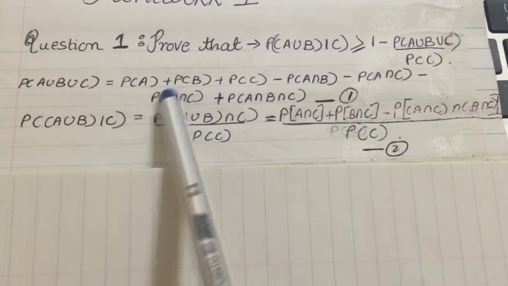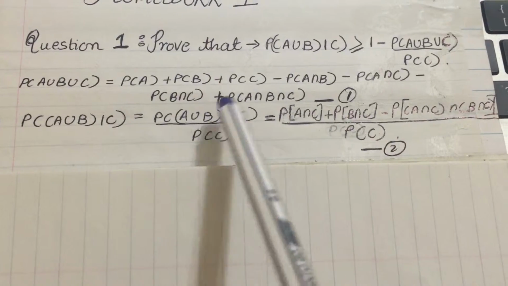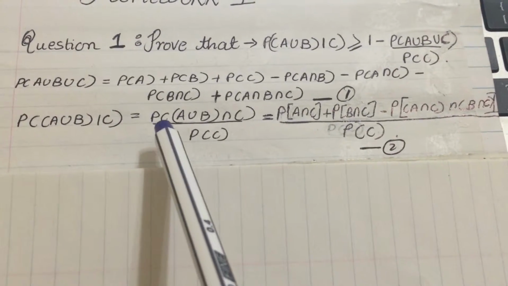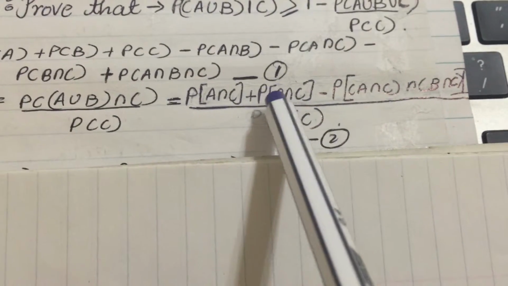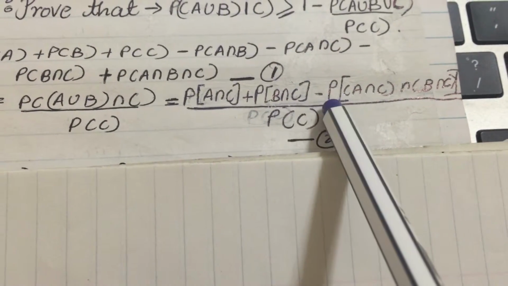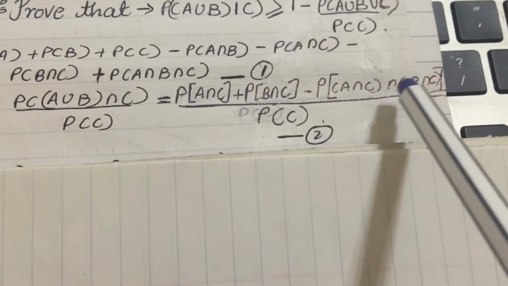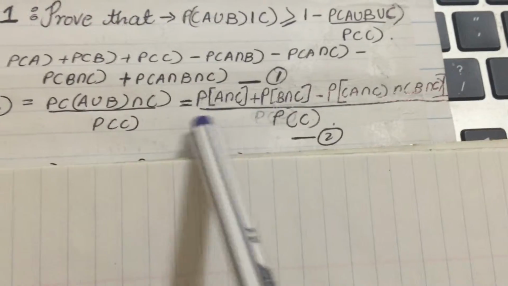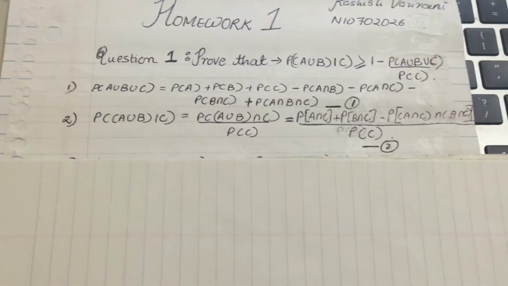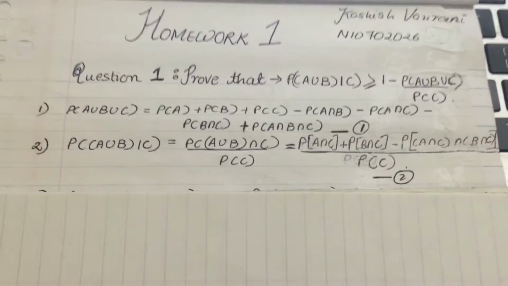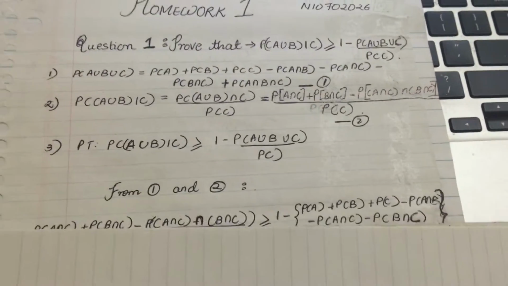Now when we open up this term here, which is probability of A union B intersection C, what we get is probability of A intersection C plus probability of B intersection C minus probability of A intersection C intersection B intersection C, whole divided by probability of C. Let this be equation 2. Moving ahead to the next step.